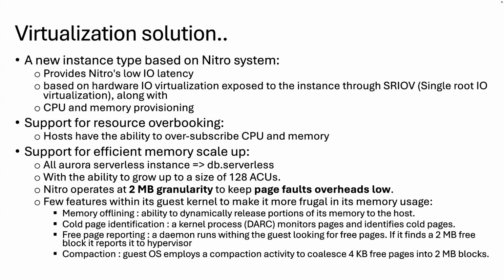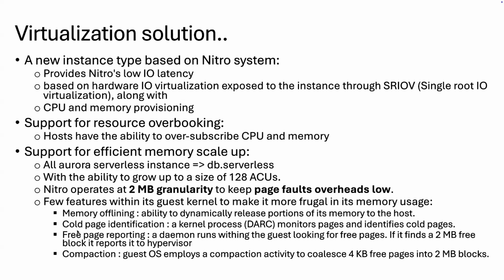One other thing: all the Aurora Serverless DB instances run on db.serverless, with the ability to grow up to 128 ACUs. And this new Nitro instance operates at 2 MB granularity to keep the page fault overhead as low as possible. They also added a couple of new features within the guest OS kernel to make it much more frugal in its memory usage. One is memory offlining, which has the ability to dynamically release a portion of its memory to the host.